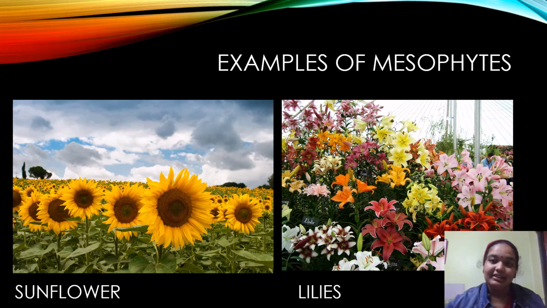So this is the example of mesophytes. I can see that there's a sunflower and lilies right here. I mean, there's a lot, like mango trees. Can I add apple tree also? Yeah, I bet you have seen a lot of trees, like grapes, those kind of trees.